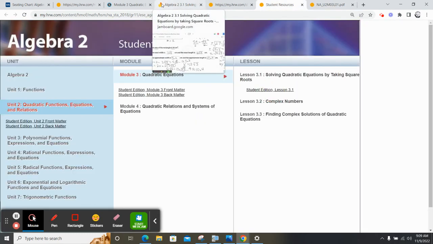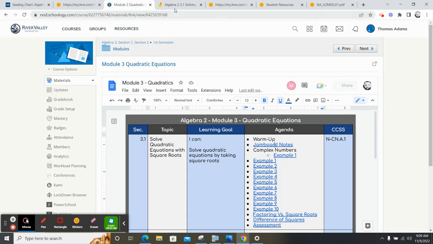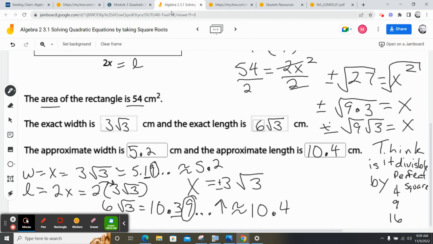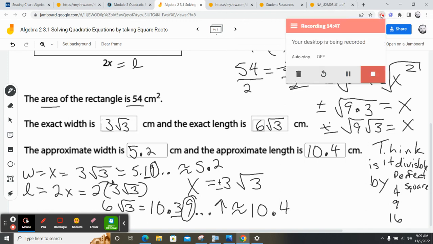Were there any other terms or questions that you guys didn't quite get? Yes. When we get the square root of 27, 9 times 3 square root, how do we get that? Okay, so I'm going to end the video and we'll talk about that in just a second, okay?